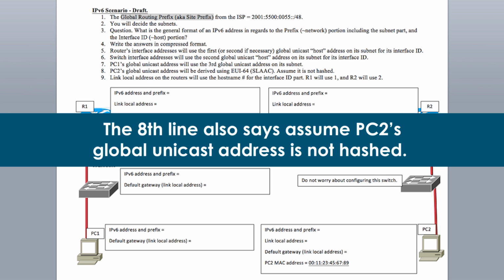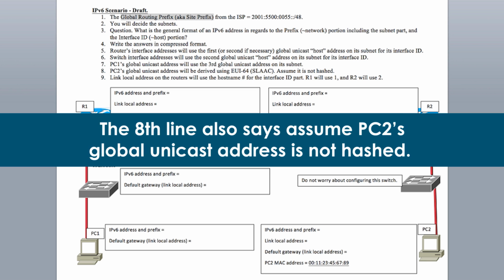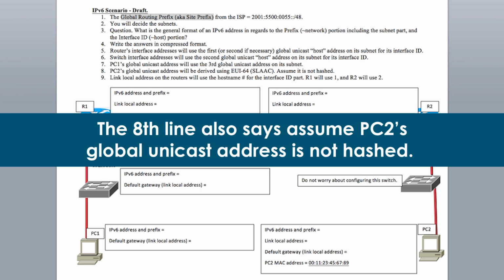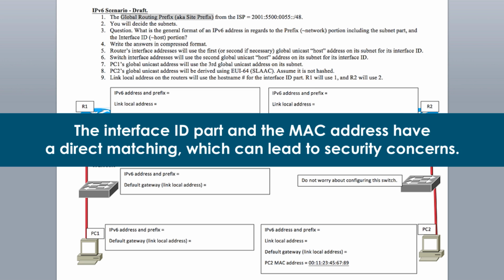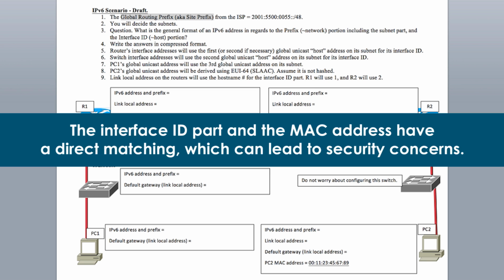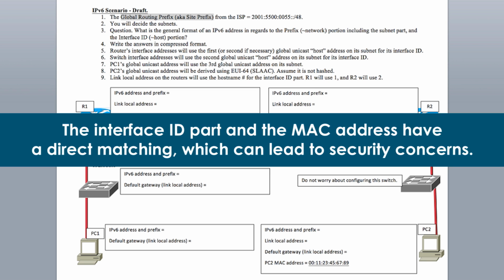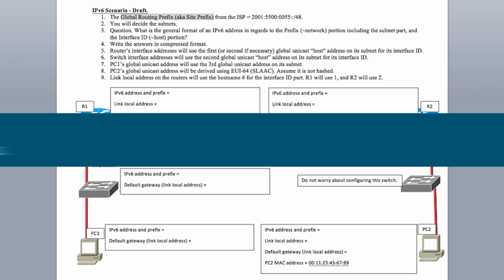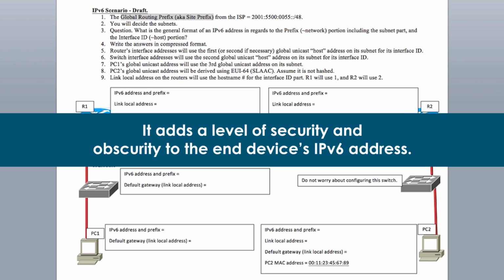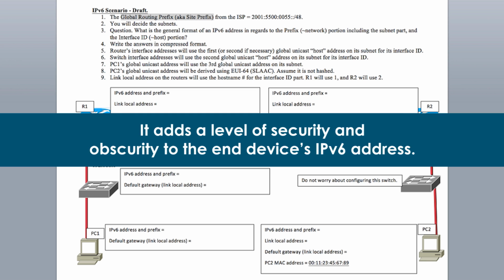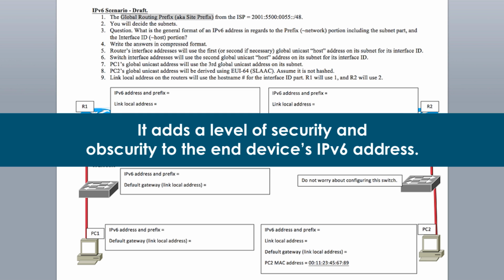The 8th line also says, assume PC2's global unicast address is not hashed. When SLAAC and EUI-64 is used without a hash, the interface ID part and the MAC address have a direct matching, which can lead to security concerns. If the interface ID part of the address is a hash value, it adds a level of security and obscurity to the end device's IPv6 address.